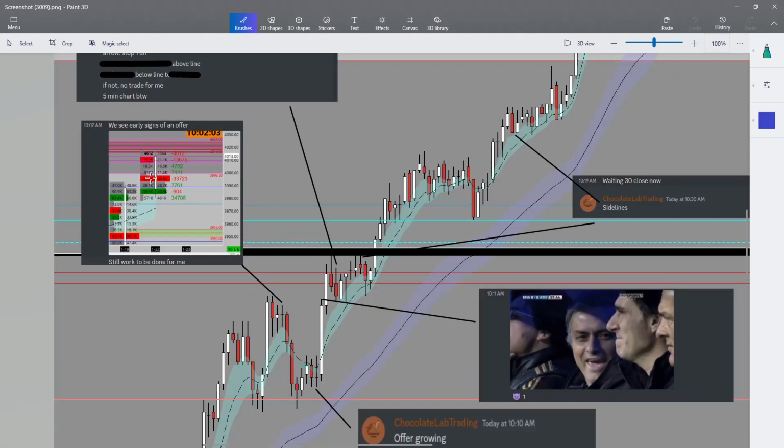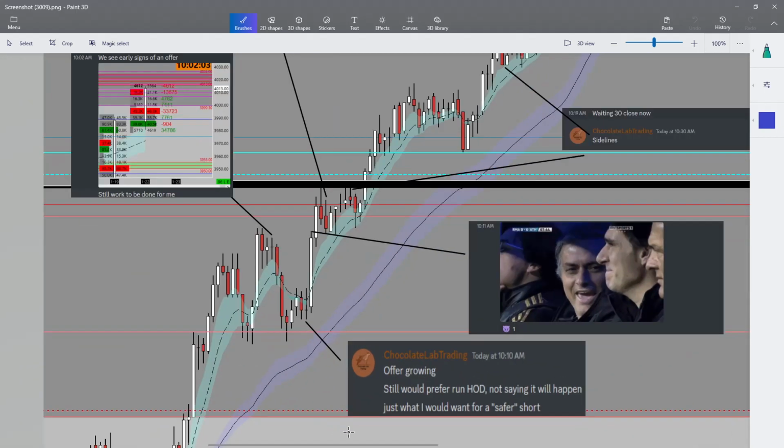This is where a lot of traders start to get antsy. They see sellers here. They're starting to pull down. Oh no, I missed it. I have to chase. So, just patience. I said offers growing. This volume node, which was 19,000 here at 10:02, 8 minutes later, it's growing out.